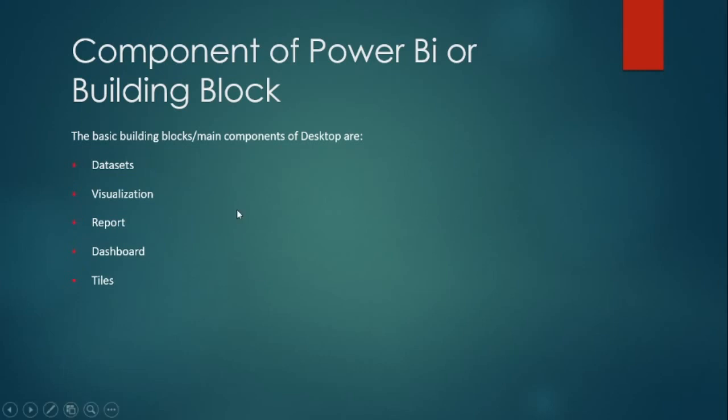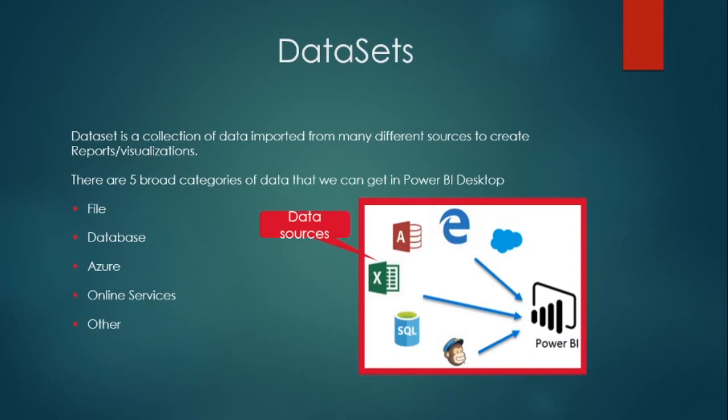So basic building blocks has been categorized into five categories: data sets, visualizations, reports, dashboard, and tiles. So we will discuss in detail each and everything. So data set is a collection of data imported from many different sources to create reports and visualizations. There are five broad categories of data set that we can get a data in Power BI desktop. So file, database, Azure, online services, and others.